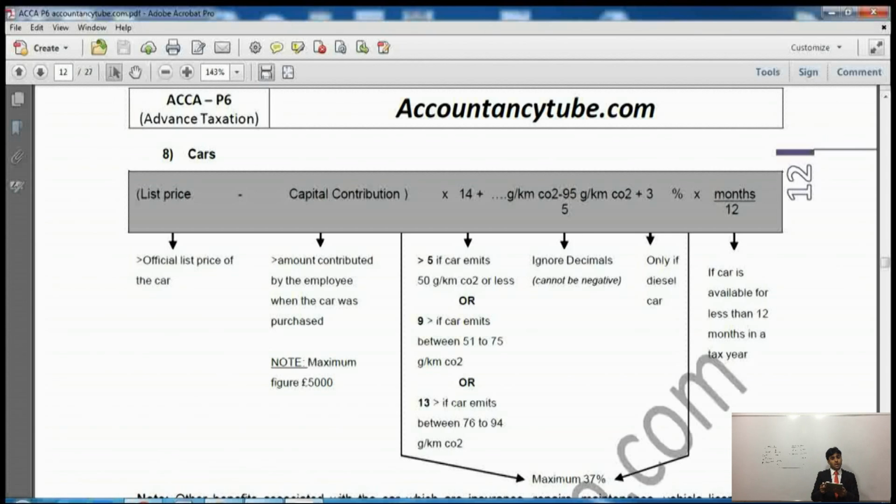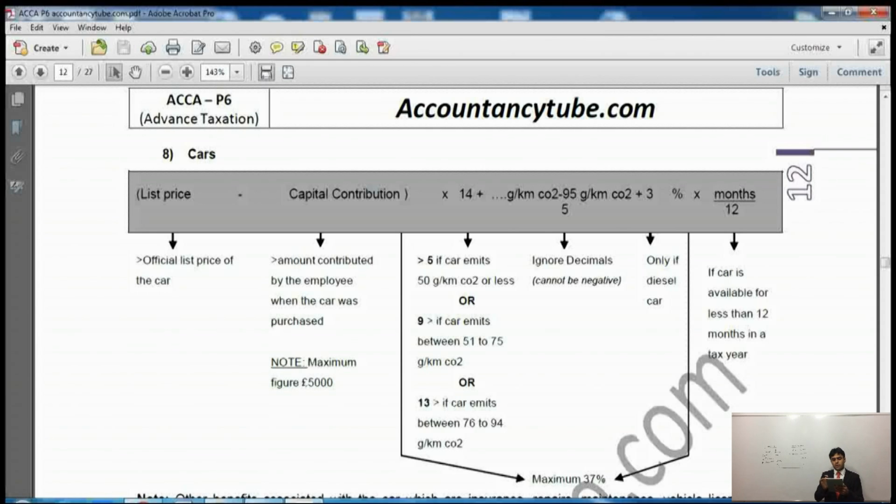If the car is being provided for less than a year, then you will have to divide months over 12. Months means the months for which the car was provided. Say for example, if the car was provided for 4 months in a tax year, then you will have to take 4 over 12 in that specific tax year, right? Now as far as this percentage is concerned, the formula says 14 plus grams per kilometer minus 95 over 5 plus 3. So say for example, if the car emission is 170 grams, so what we will do is 14 plus 170 less 95 over 5.